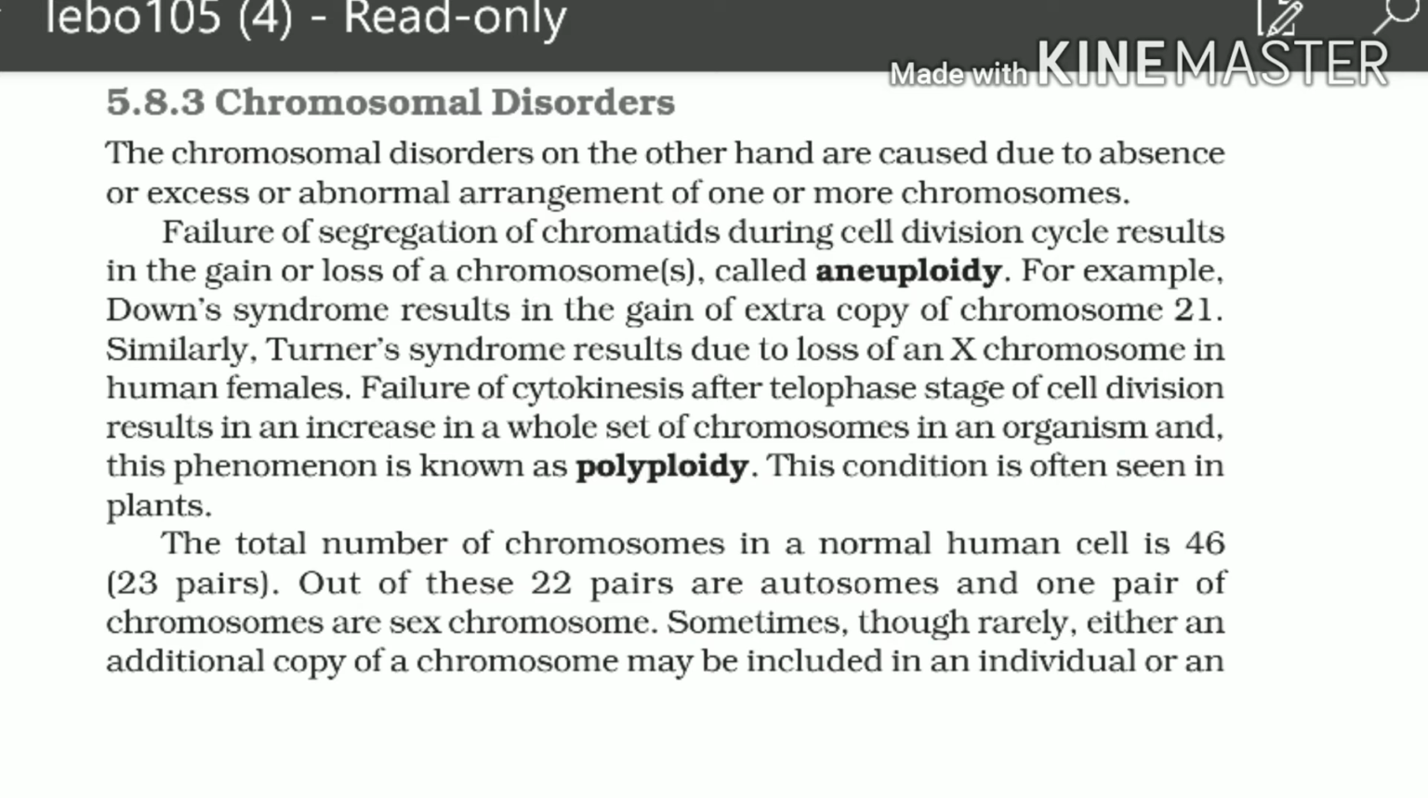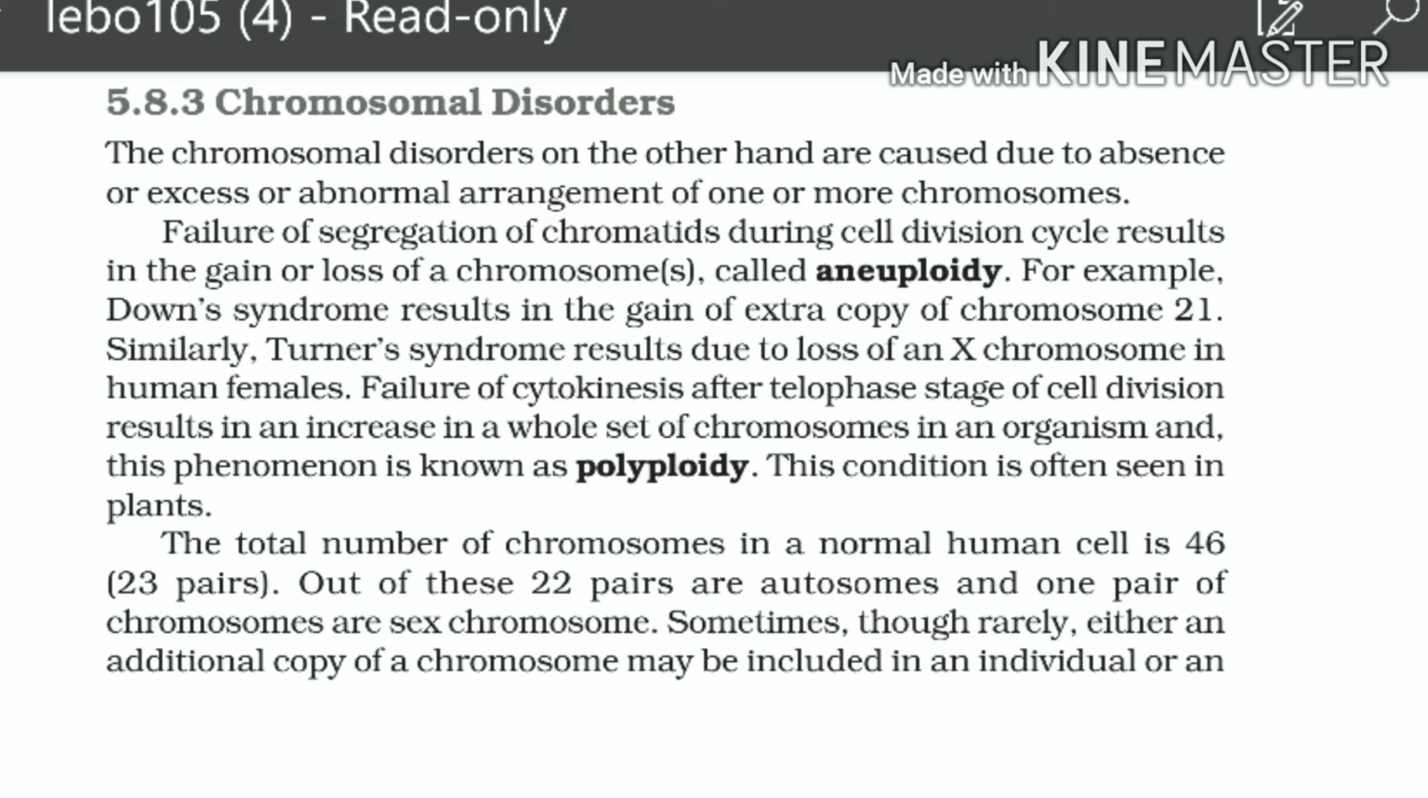Similarly, Turner syndrome results due to loss of an X chromosome in human females. Such females will be having only one X chromosome because one of their X chromosomes is lost. This condition is known as Turner syndrome.